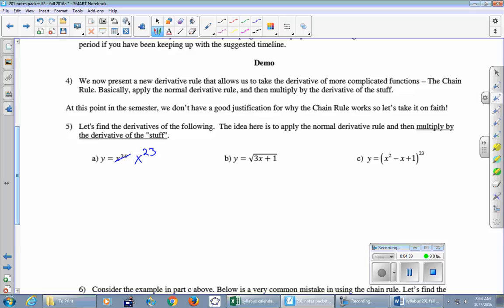Okay, so let's write our derivative. Y prime equals. Okay, this one's easy. What is it? 23x to the 22. No problem. That's an old one for us.